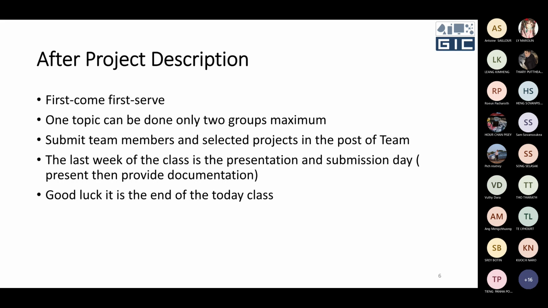As the maximum is not reaching 10, just only 8 or 9. I can say 8 because your class size has not reached 40. As you see right now, only 26 or 27 are joining the class, so around 30 something. So only 8 people maximum per group. And we post the group not in the chat, but in the post of the team here.